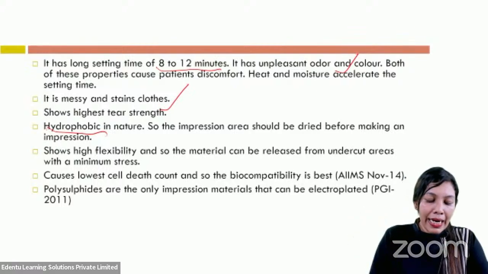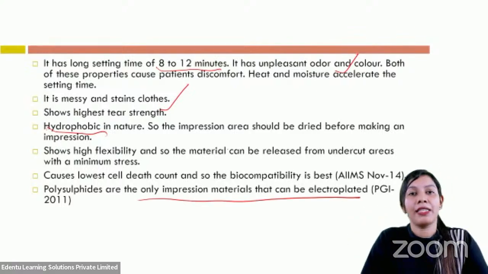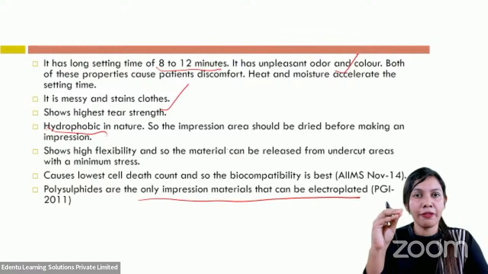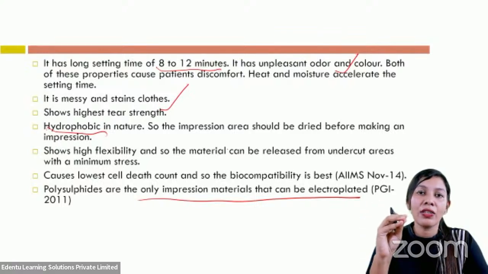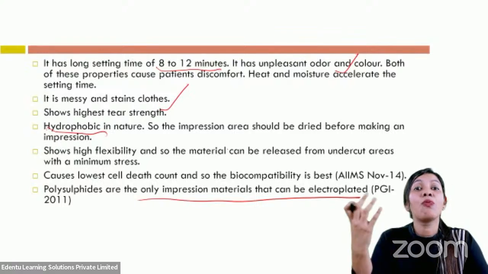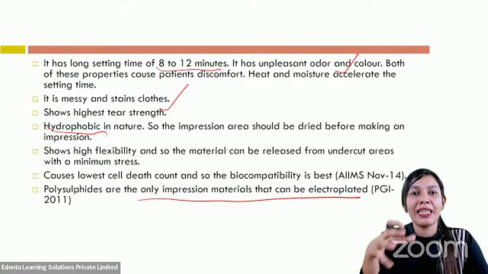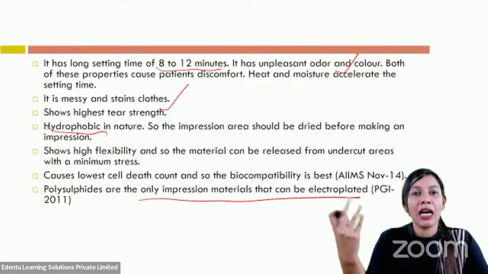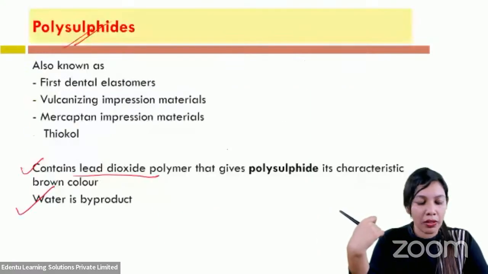And it is the only impression material that can be electroplated. Electrolysis or metal electroplating can be done with the help of polysulfide. Hope you understand. So polysulfide consists of lead dioxide, and in the final product there is water as a byproduct. Because of the lead dioxide, it has odor, color, discoloration, etc. But it is flexible. It can be easily taken out of our mouth, right?